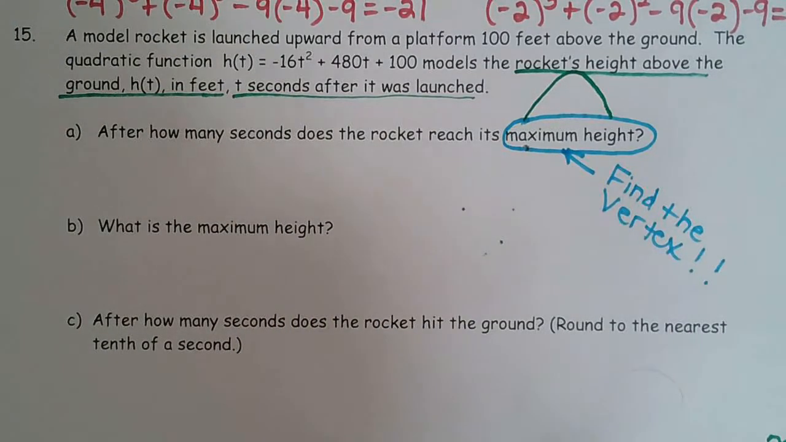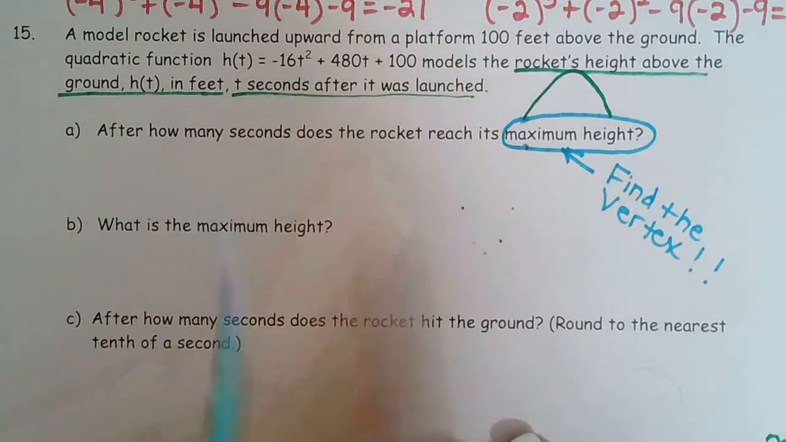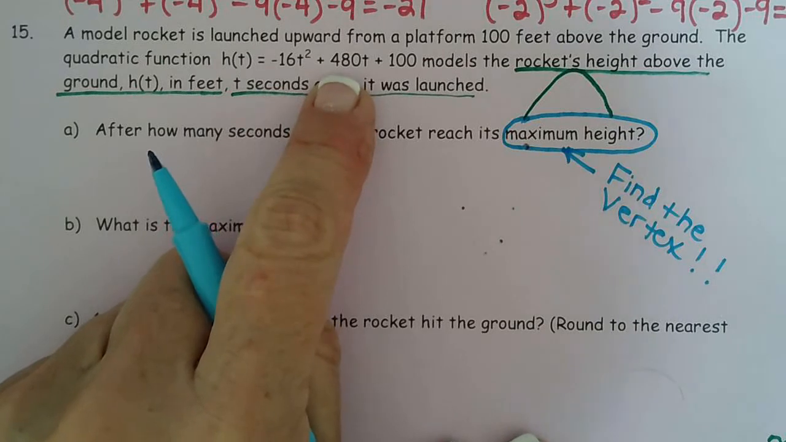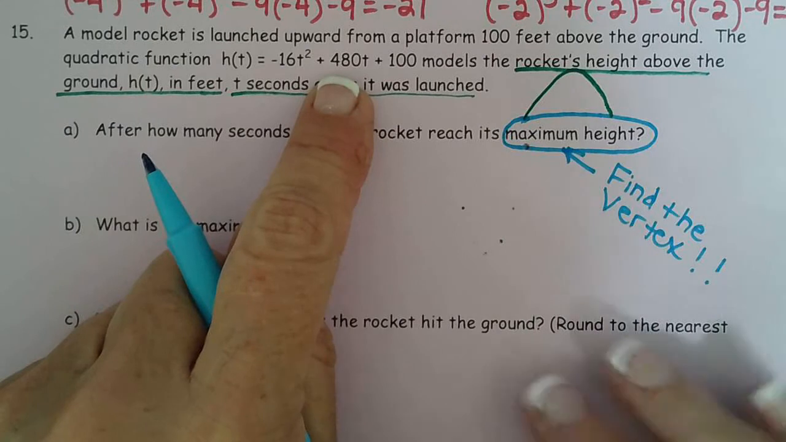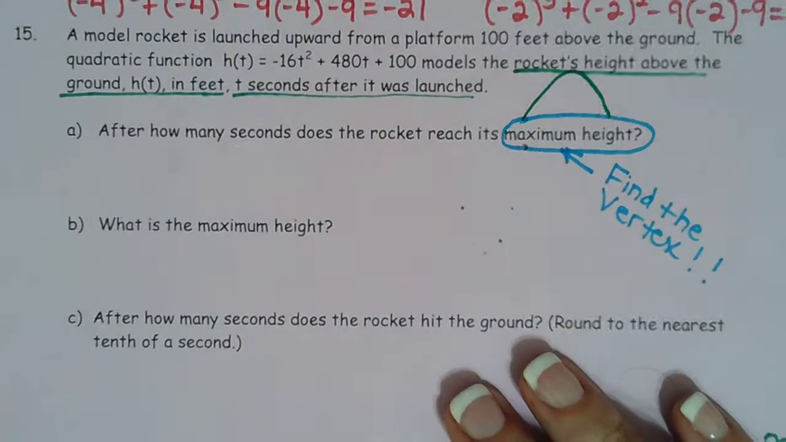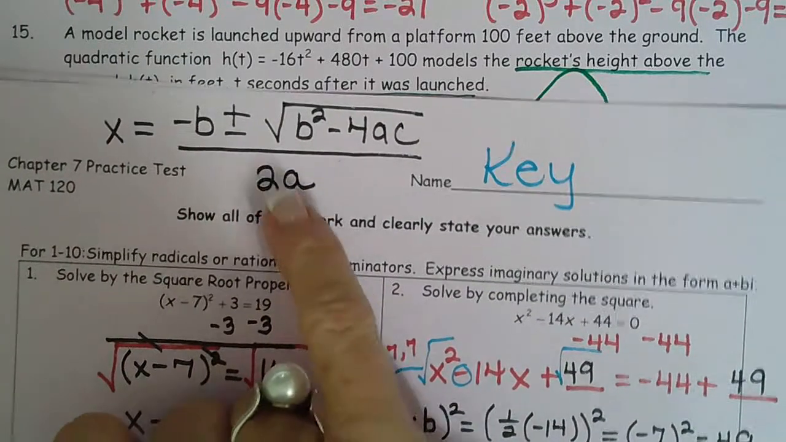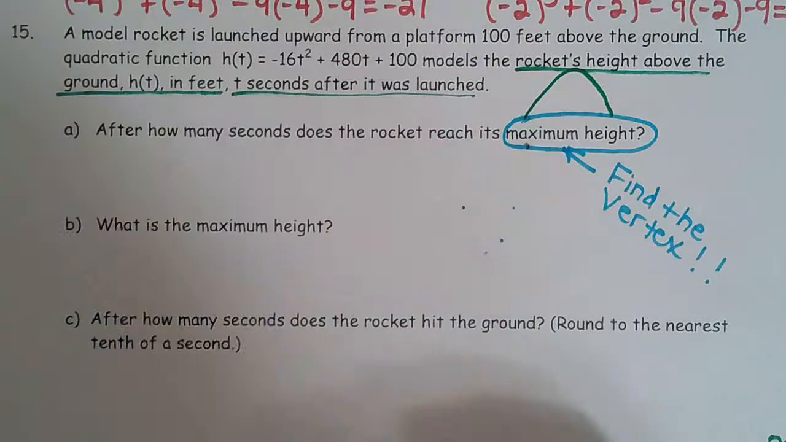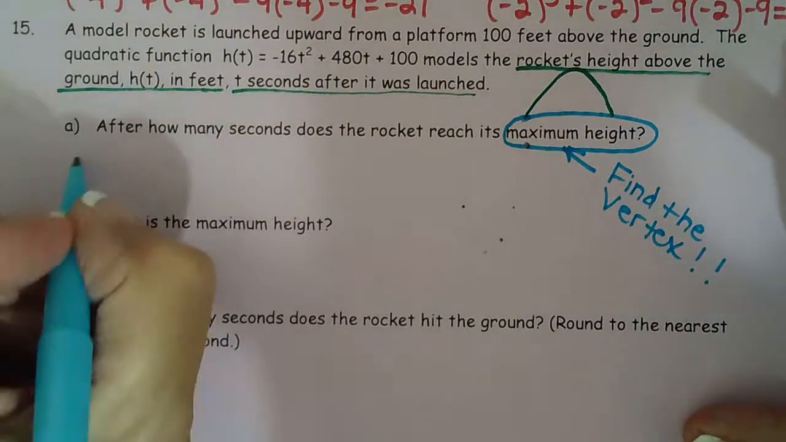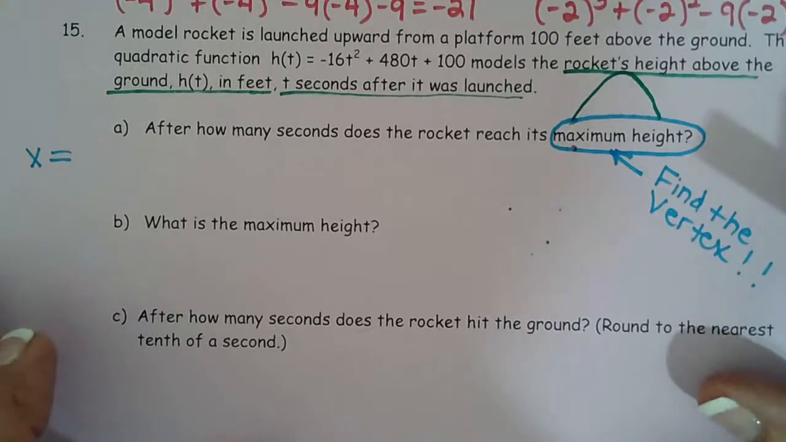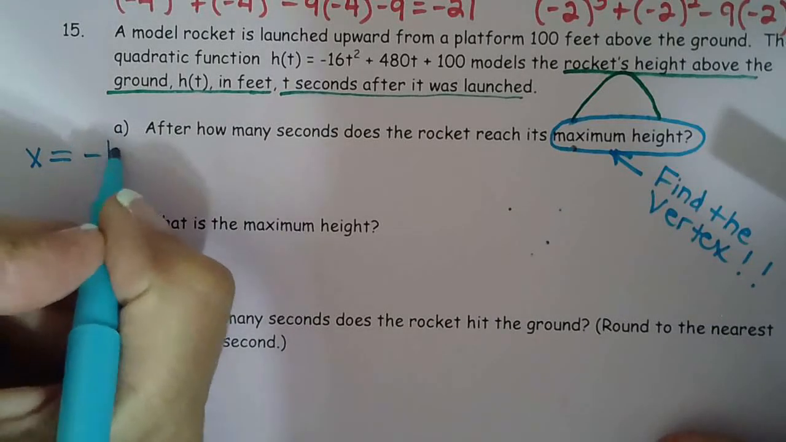So, since the equation is not in vertex form, that means that we need to use that new little formula that I was showing you earlier that comes from the quadratic formula. So, opposite of b over 2a is how we find the x of our vertex. So right here we write x equals the opposite of b over 2a.